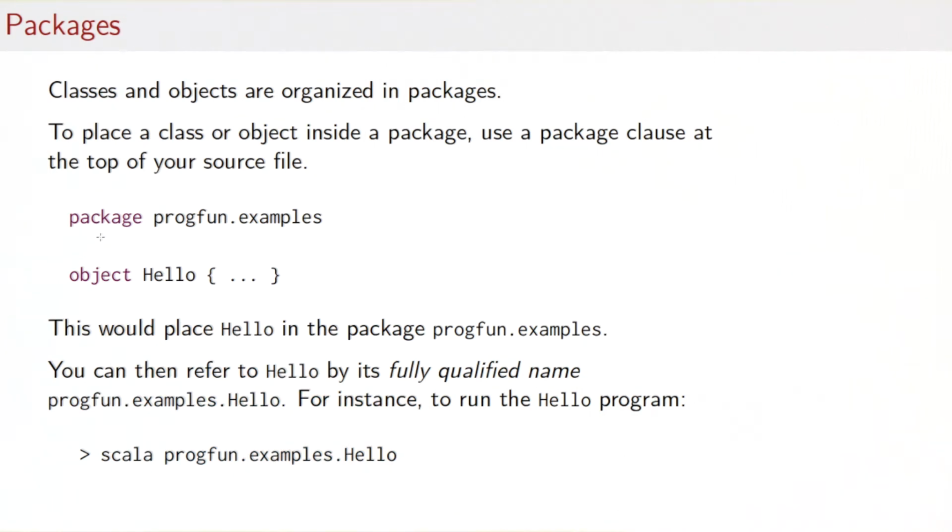So for hello, it would be procfun.examples.hello. And that fully qualified name you can use to refer to hello from your program, or also on the command line when you want to run the hello program, you would write scala and then procfun.examples.hello.